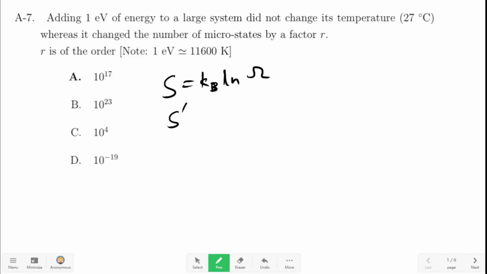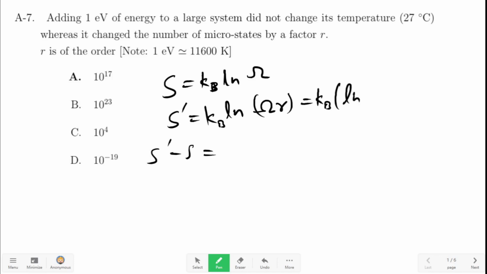Now when we add 1 eV of energy, it changes its number of microstates by a factor R. So the new entropy is S' = KB ln(ΩR). Therefore we can write S' - S, where S' can be written as KB times (ln Ω + ln R). Therefore S' - S = KB ln R.